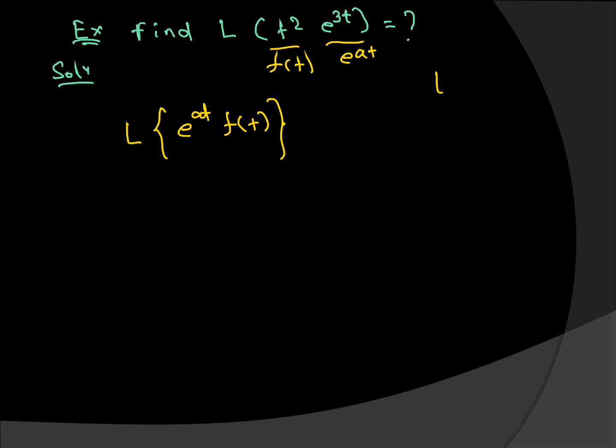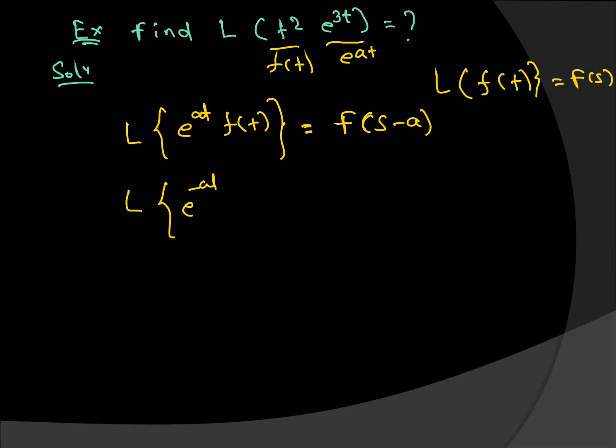First we will find Laplace of f of t, capital F of s. Then we will shift. If it is e to the power plus at, then you will get F of s minus a, and if it is e to the power minus at f of t, you will get capital F of s plus a. So here in this question f of t is t square.